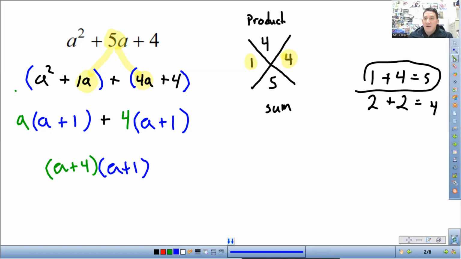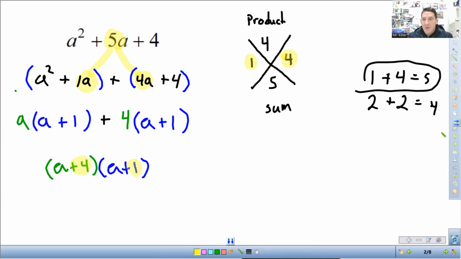So as you can see, we have our 1 and our 4, our 4 and our 1 from up here. So there's a very obvious shortcut. We don't have to split all of this up, but it's going to be helpful for the next step.